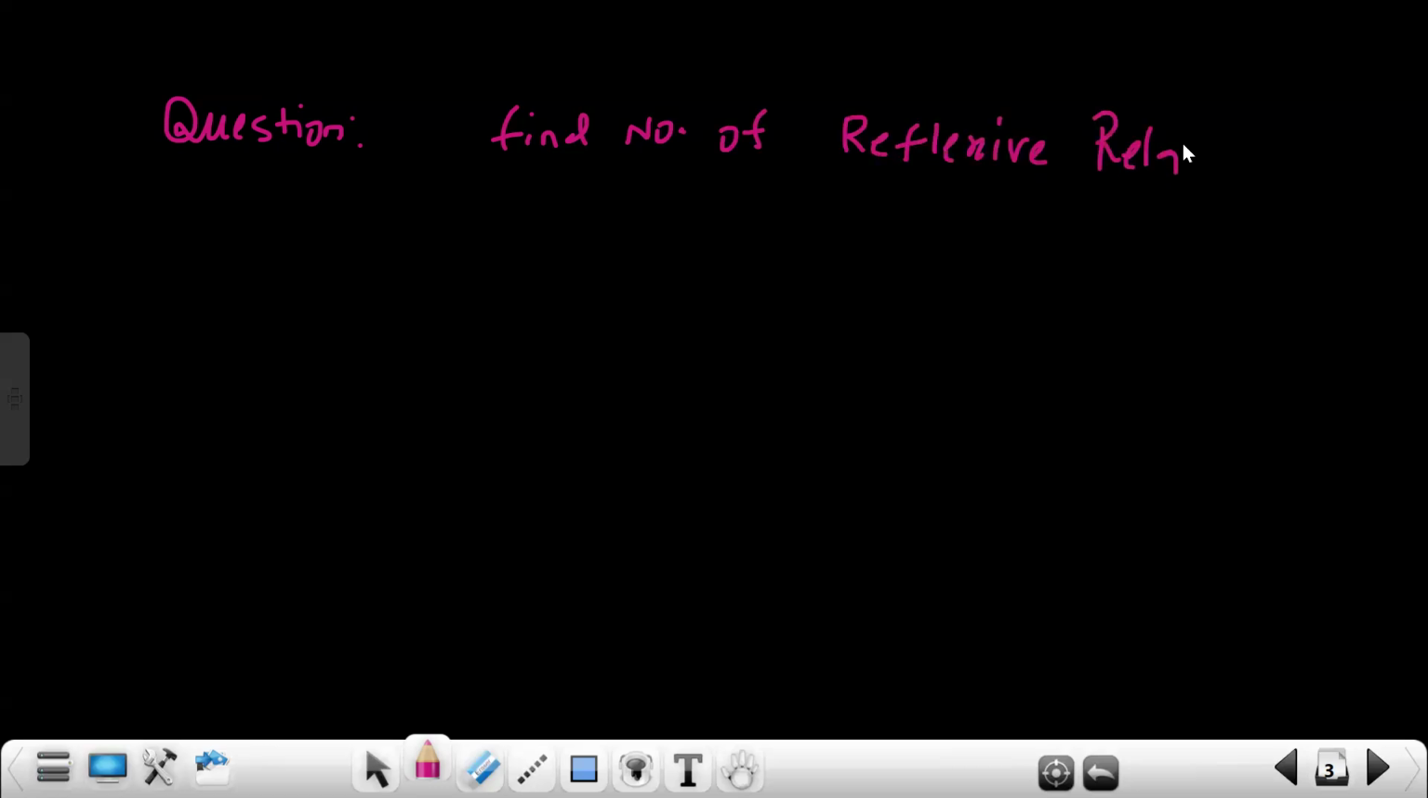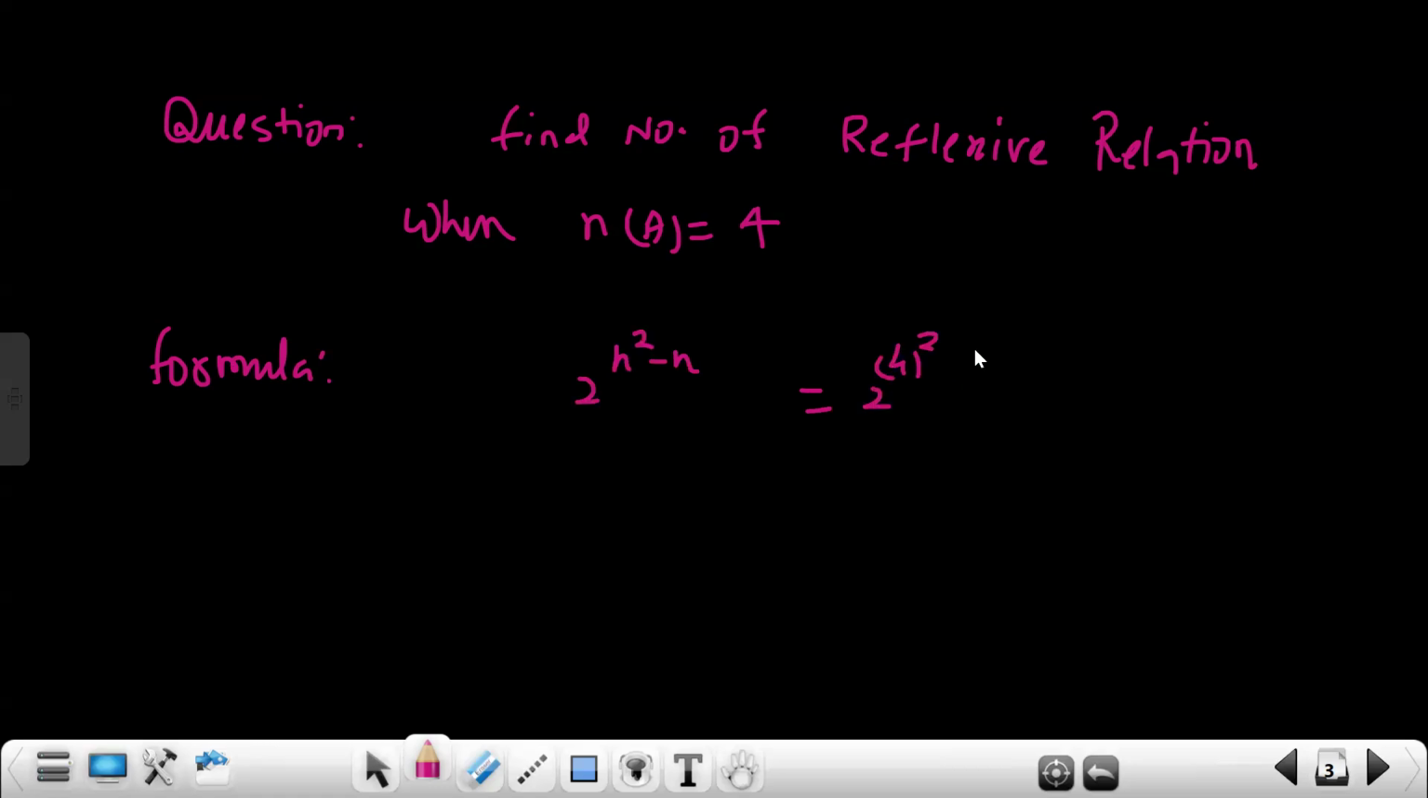For example, if we have a question: find the number of reflexive relations when n is equal to 4. So the formula is 2 power n square minus n. 2 power 4 square minus 4, 2 power 16 minus 4, 2 power 12. That is going to be your answer.